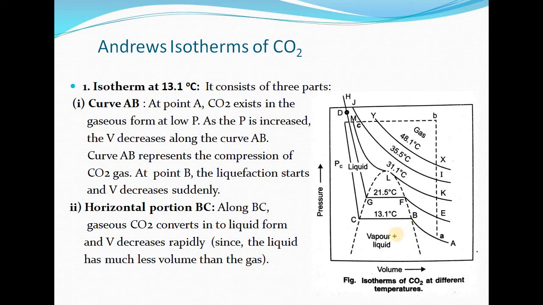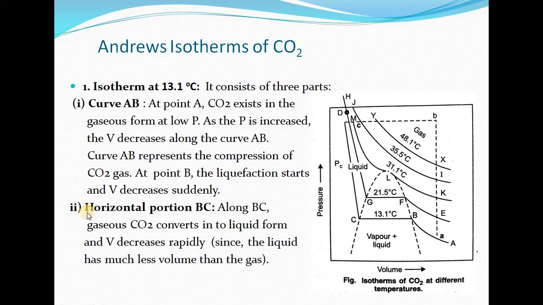Now what does this show? This curve AB represents the compression of CO2 gas. As we increase the pressure on the gas, its volume decreases. Now reaching point B, what happens? At point B, the gas starts liquefying. The liquefaction starts and the volume decreases suddenly. There is a sudden decrease in the volume whereas the pressure is constant here.